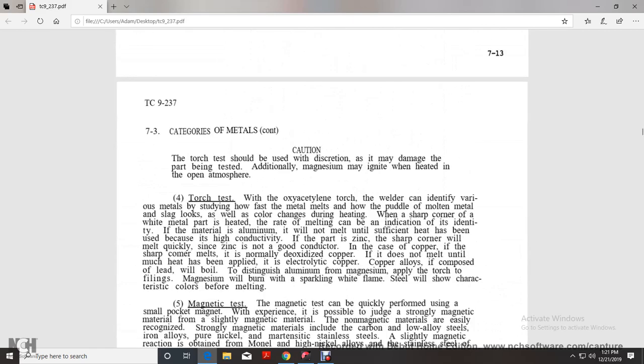Alright, caution. The torch test should be used with discretion on the parts being tested. Magnesium may ignite when heated in an open test atmosphere.